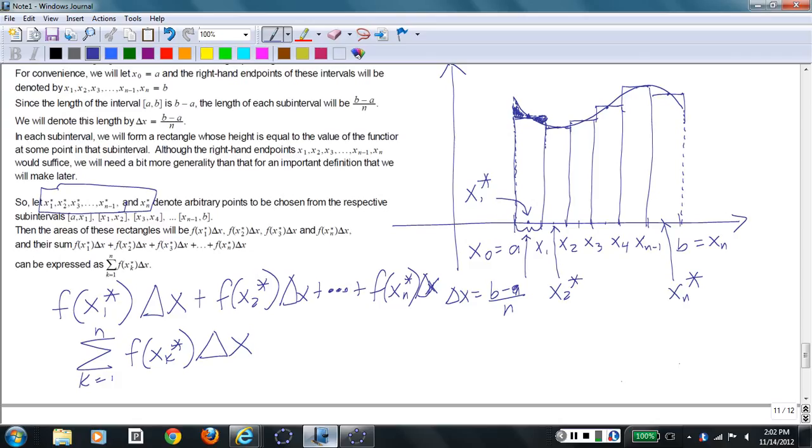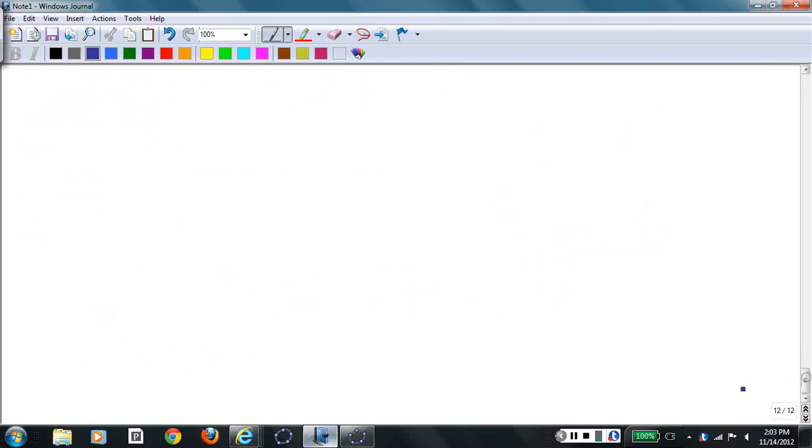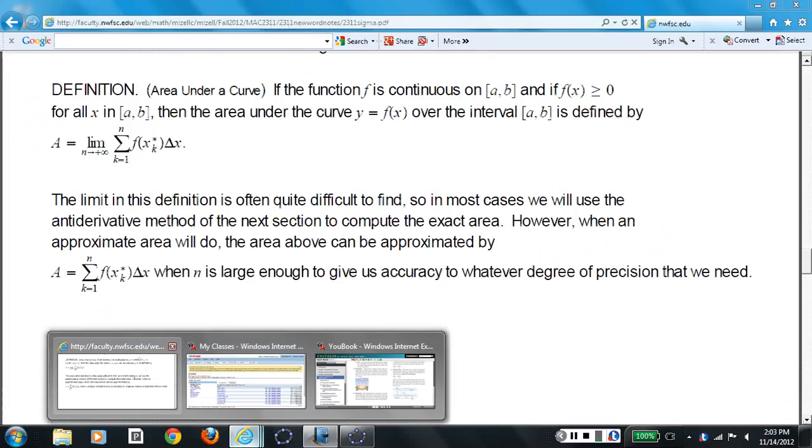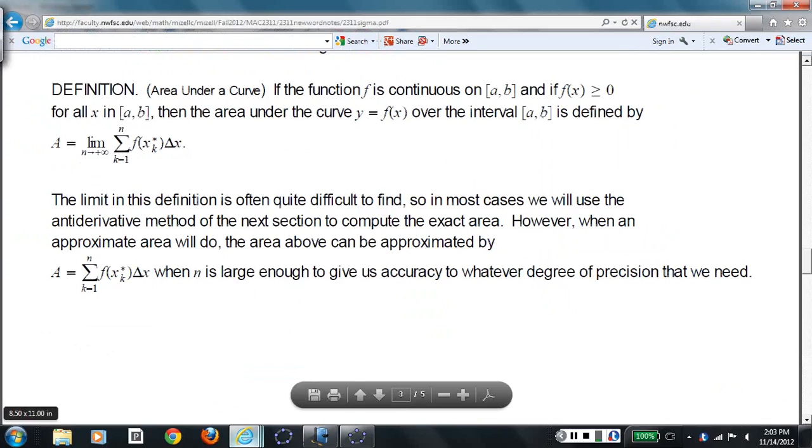It turns out that if we evaluate the limit of this expression, if it exists, as n approaches infinity, if it's a continuous function, then this will actually be what we can define to be the area underneath the curve. Let's look at the theorem here. Or actually not theorem, definition.